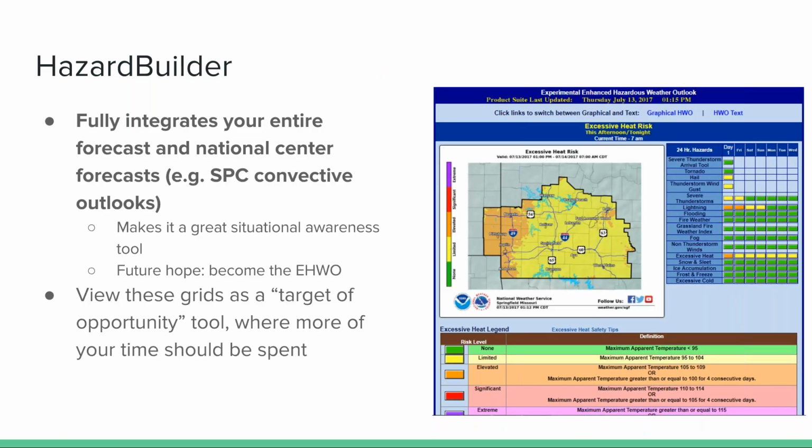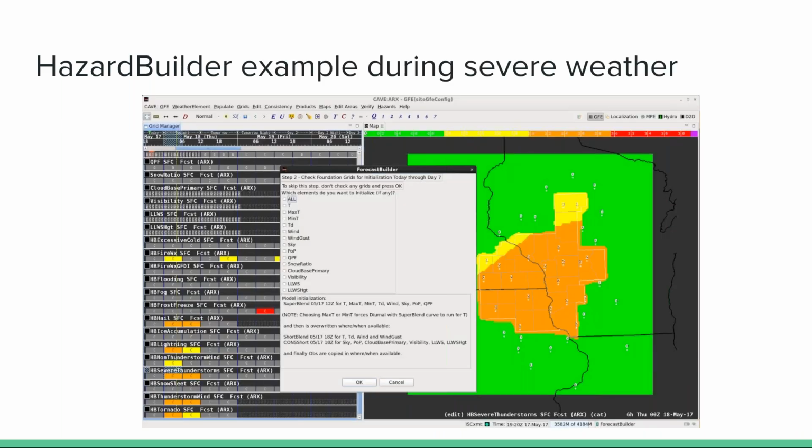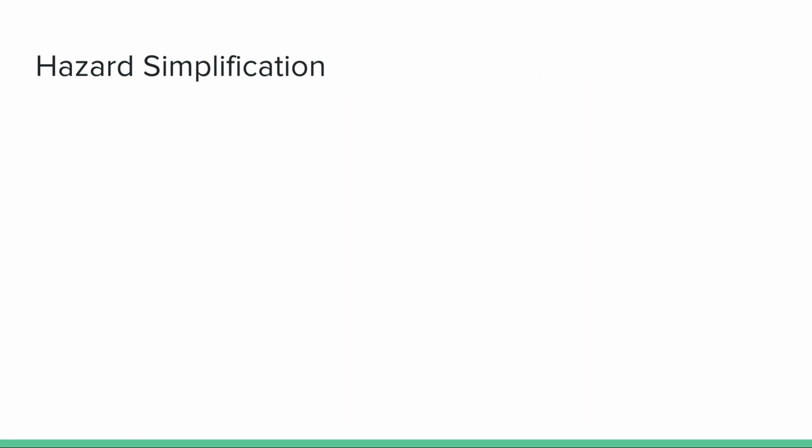Let me back up here. On the right is an example of the EHWO page at Springfield, where they're utilizing Hazard Builder to populate the EHWO portion of their website. And then lastly, here's an example of Hazard Builder during severe weather, at ARX. You can see the various grids light up as there's a slight risk in this case for some severe weather.